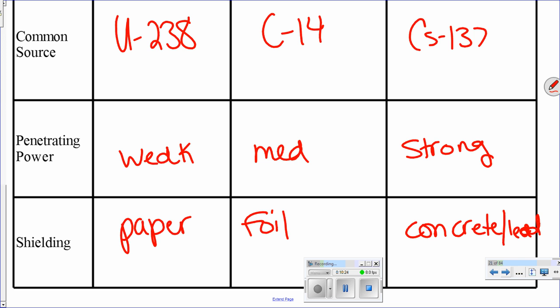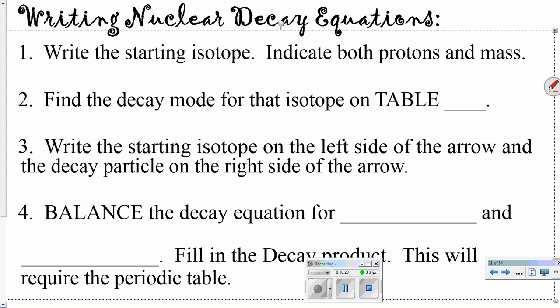Okay, for the next part, you are going to need your reference tables. You're going to need N and O. This is the problem-solving part of what we're going to be doing in class. This is important. These are very frequently Regents questions. So we're going to write nuclear decay equations.